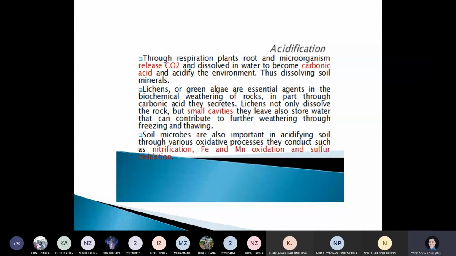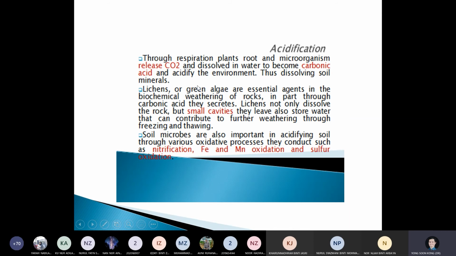Now, for those students who have a good background in microbiology, you will learn that certain microbes always excrete acidic substances. And I would say this microorganism would be bacteria. Now, when bacteria are respiring in the soil, they are going to release organic acids such as carboxylic acid. So these are the other source of the acidic condition in the soil, and they also cause weathering.